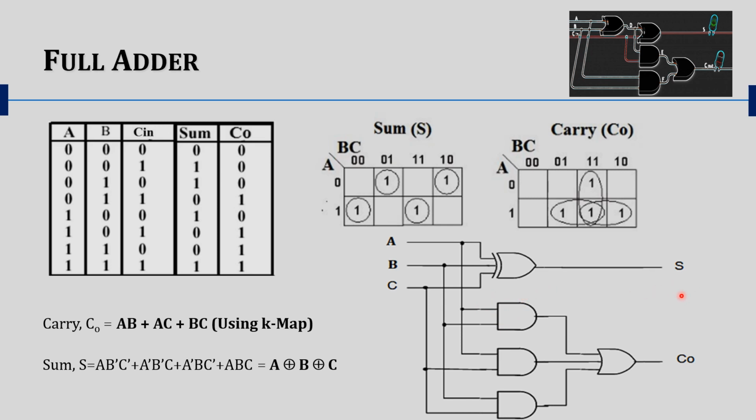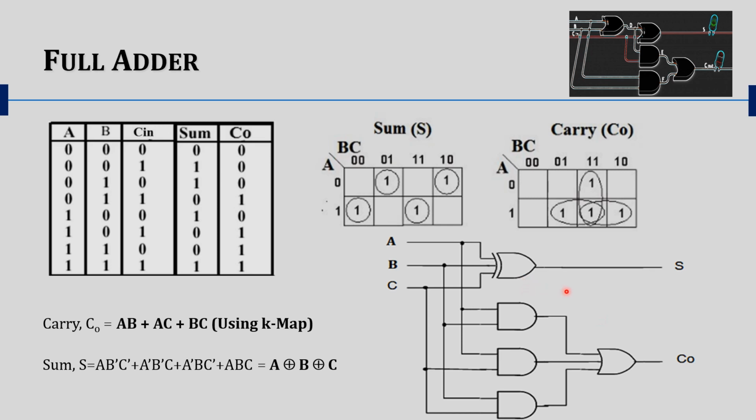Okay. Then the carry term, to generate this AB, we need one AND gate, then AC, another AND gate, BC, another AND gate. So in the first level, we need 3 AND gates, and in the second level, we need one OR gate. The output from each of these AND gates is connected to the OR gate, and it generates the carry out. So this is the logic diagram of this full adder.